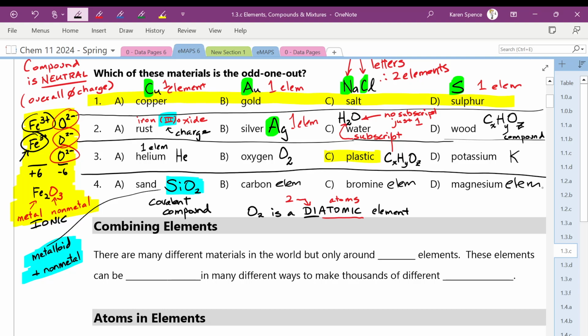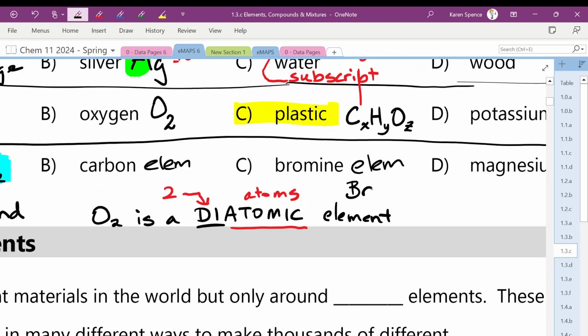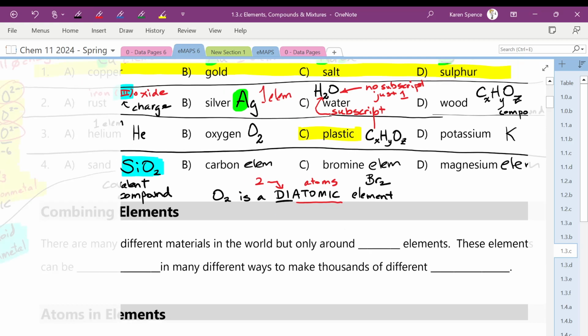Do we have any diatomic elements in that last row? Yes, we do. Who is the diatomic element in that last row? Bromine. Bromine is Br2. Okay.